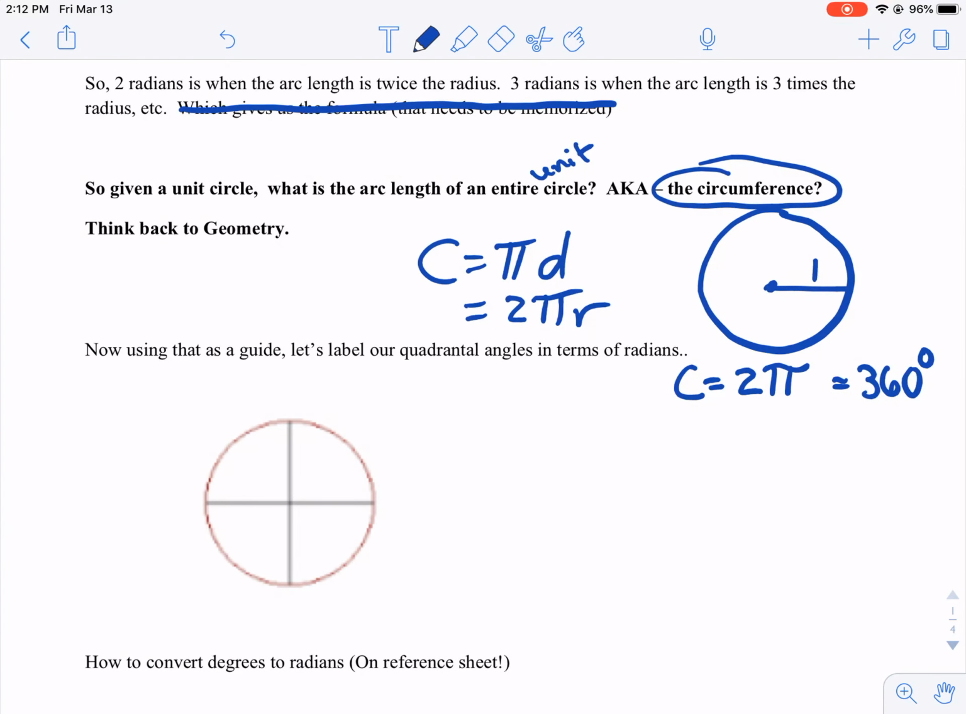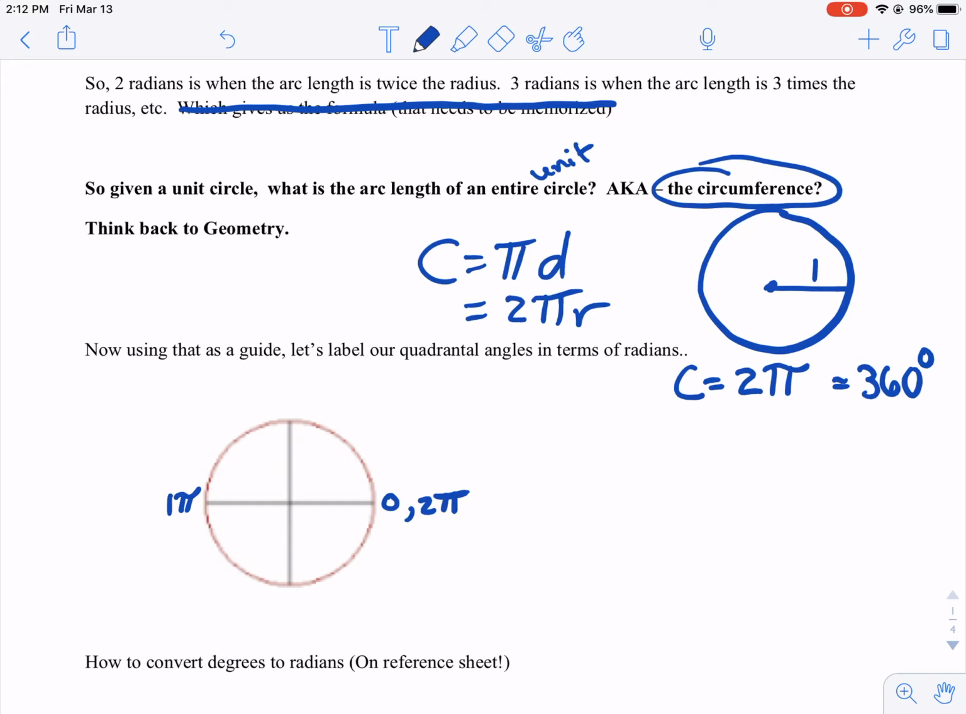So now, using that as a guide, we are going to label our quadrantal angles in terms of radians. So we know that we start on the positive horizontal axis. We would know it as 0 degrees, and we would also know it as 0 radians. And I also know if I go all the way around the circle and come back, I'm at 360 degrees, which we just said was the equivalent of 2 pi radians. So knowing that the entire circle is 2 pi, that would make halfway around the circle 1 pi.